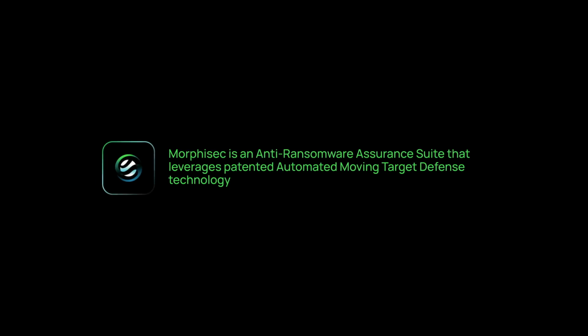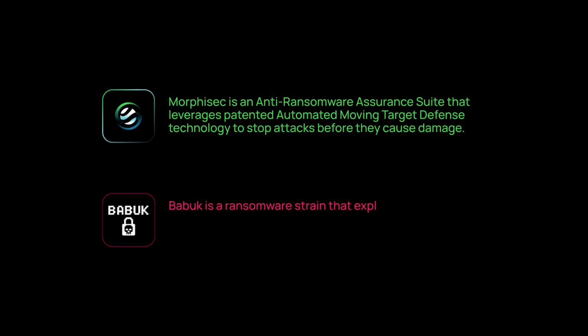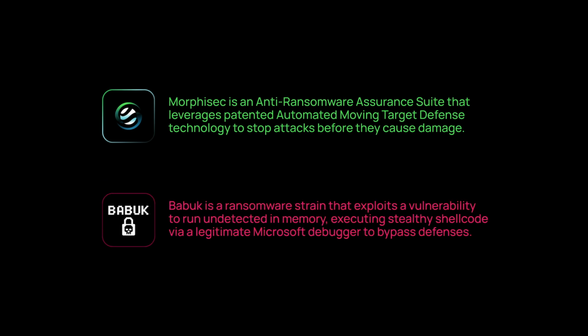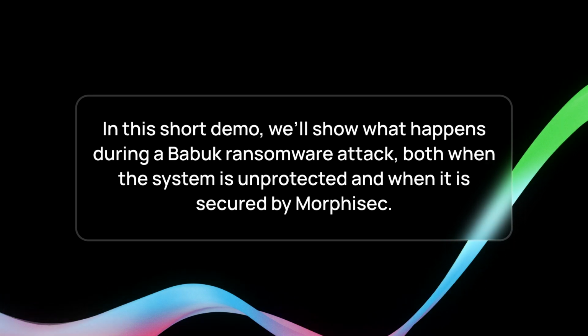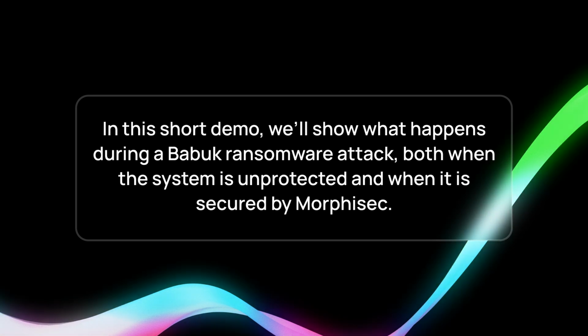MorphoSec is an anti-ransomware assurance suite that leverages patented automated moving target defense technology to stop attacks before they cause damage. Babuk is a ransomware strain that exploits a vulnerability to run undetected in memory, executing stealthy shellcode via a legitimate Microsoft debugger to bypass defenses. In this short demo, we'll show what happens during a Babuk ransomware attack, both when the system is unprotected and when it is secured by MorphoSec.